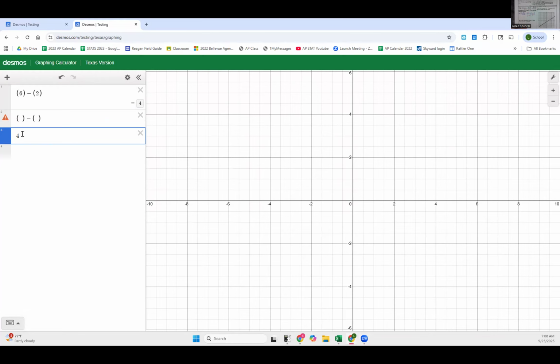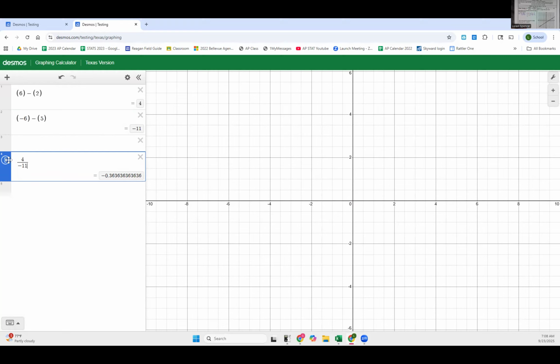And then we also had -6 and 5, and we get -11. So we have 4 slash -11. And that gives us a really ugly slope. But once again, we can just reduce it down to -4/11. So our slope is -4/11.